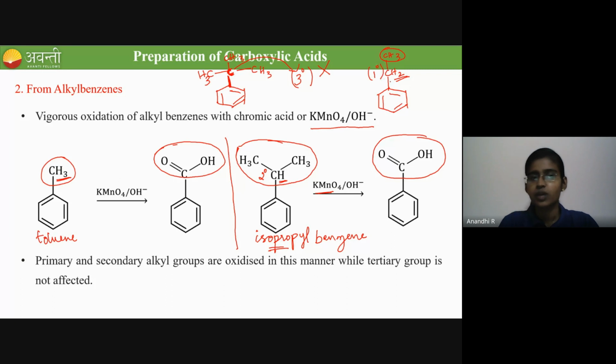Okay. So what is the concept? If a carbon is attached to 3 hydrogens, it is called a methyl group. If it is attached to 2 hydrogens, it is primary. If it is attached to 1 hydrogen, it is secondary. And if it is attached to zero hydrogen, it is tertiary. So methyl, primary and secondary carbons can be oxidized, while the tertiary carbon containing benzenes will not get oxidized to the acid. Okay. So do you have any doubt here in this preparation of carboxylic acid from alkyl benzene?